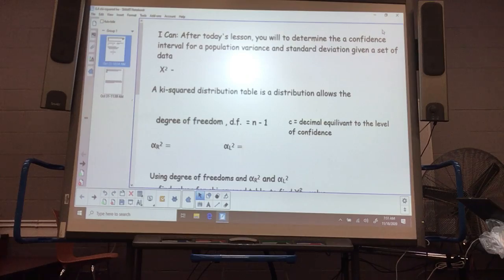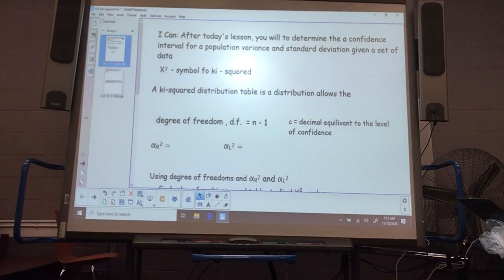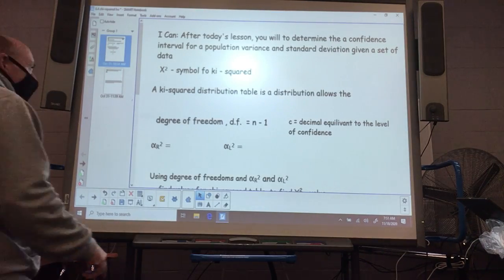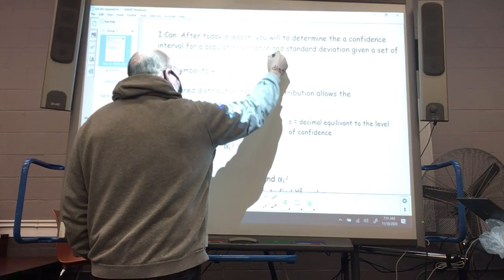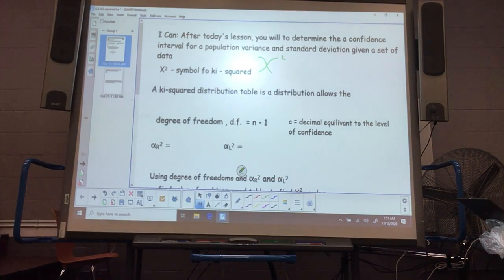Okay, it looks like a big script X. This is called chi-squared. It's a symbol for chi. It's a Greek symbol. Once again, a lot of Greek symbols that we utilize. Really, it's a curvy X. That's your chi. I can't do a curvy X with my font, so I just put an X there. This is your chi-squared. Your chi-squared is utilized to give you values to get a confidence interval for your standard deviation, and also your variance.